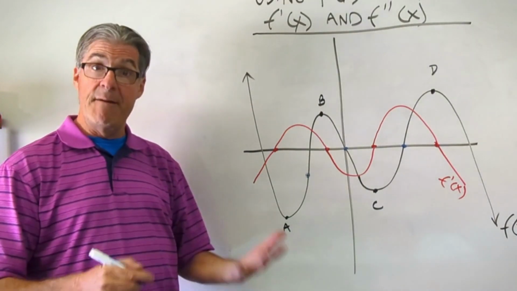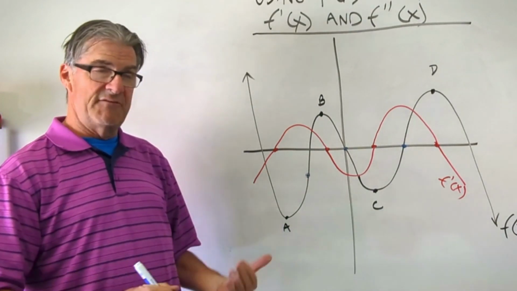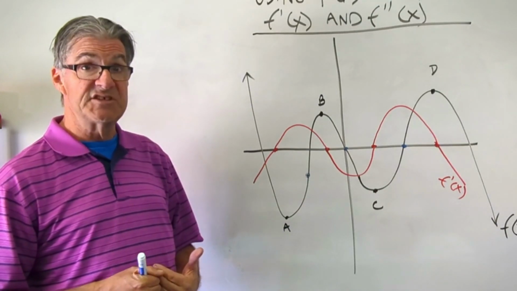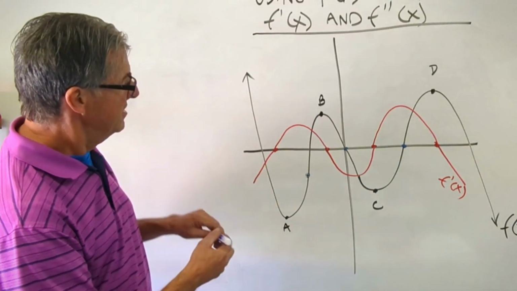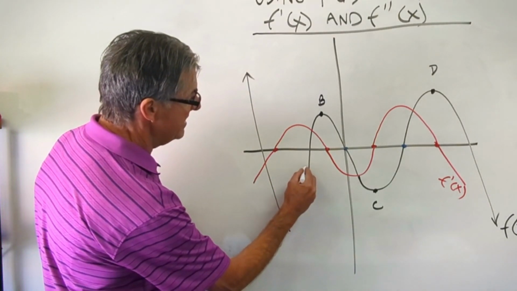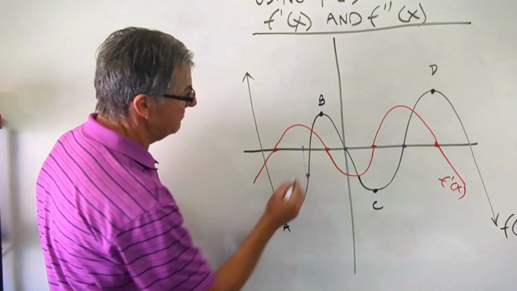So now, remember, the second derivative is positive where the graph is concave up. So we're concave up all the way to there. So what we're going to do is figure out where that hits the x-axis. That's right there.